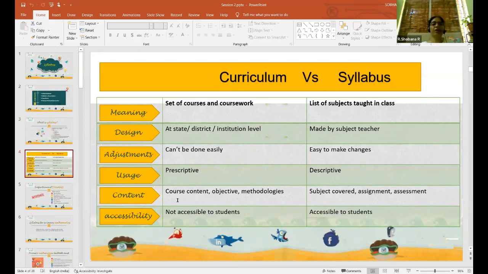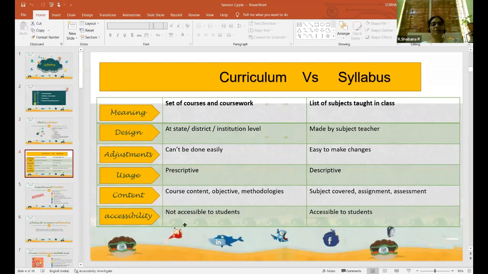And again, curriculum, if you see, deals with the course content, a larger objective and methodology. Syllabus concerns the subjects covered, the assignments we have given, the formative assessments we are giving to the children, the gap between two formative assessments, when we should give the summative assessment, and the records we maintain for all these assessments. All these come under syllabus.